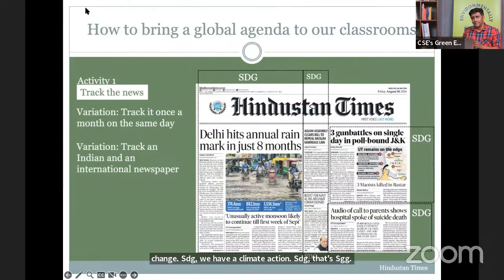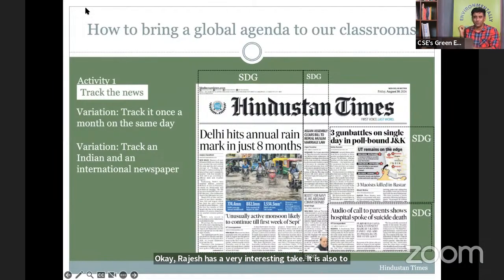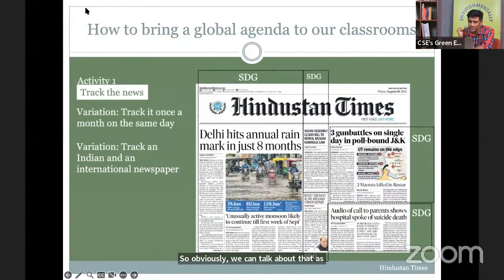Any other responses? What SDG is this? Life on Earth, okay. SDG 11, sustainable cities and communities. That's a very nice one. Okay, Rajesh has a very interesting take. It is also to do with poverty. If we really extend it a lot, we can obviously include that the worst affected are the poor people, so we can talk about that as well. Cloudburst is not an SDG, so can we try to write the SDG number or whatever the SDG means?